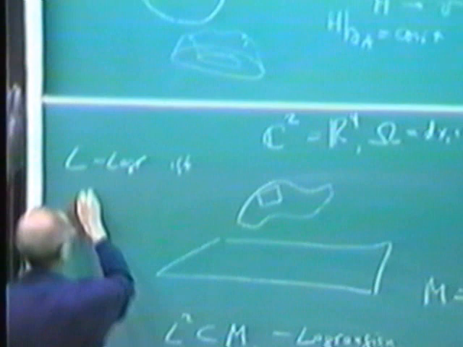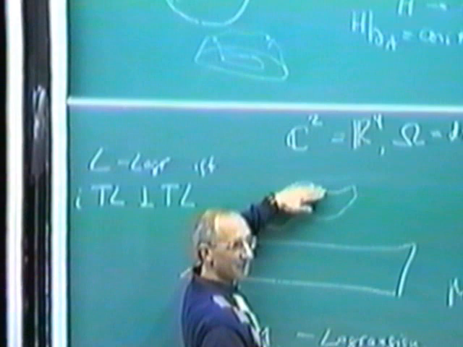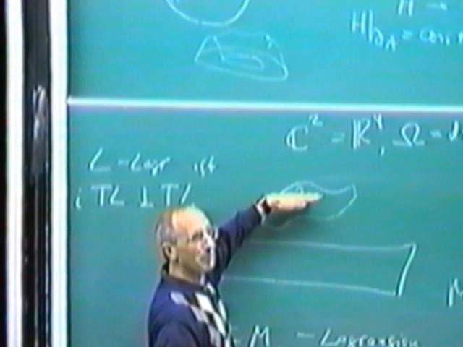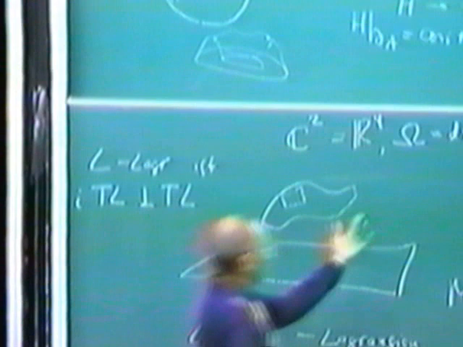L is Lagrangian if and only if you take the tangent space TL and multiply by i, then it becomes orthogonal to itself. So Lagrangian surfaces are surfaces which, with respect to the symplectic form, have the property that each tangent plane is as real as possible, maximally real. When you multiply by i, it becomes orthogonal to itself. Another good form is the following.